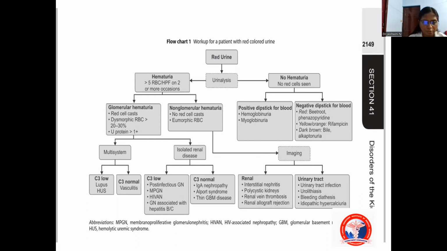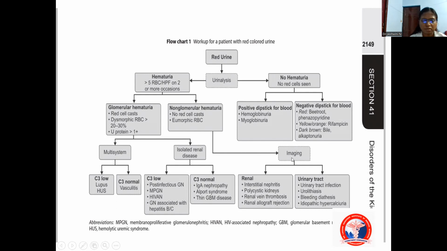Glomerular cause, then think of isolated renal disorders or multisystem. If you think of multisystem, then you think of lupus, HUS, and vasculitis. If you think of glomerular cause, isolated renal disease, then think of all your kidney disorders, like your post-infectious glomerulonephritis. I told you only C3 will be low, and that will recover in 6 to 8 weeks. Membranoproliferative glomerulonephritis, HIV nephropathy, okay, hepatitis B and C, okay, IgA nephropathy, thin basement membrane, all will be glomerular hematuria.